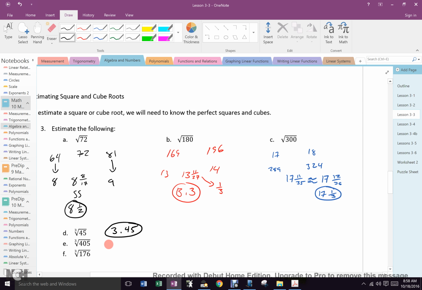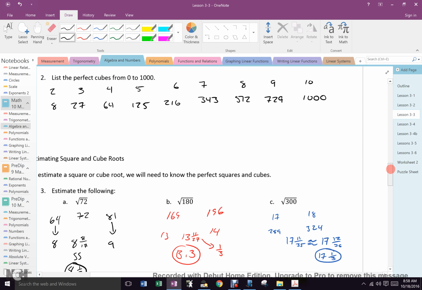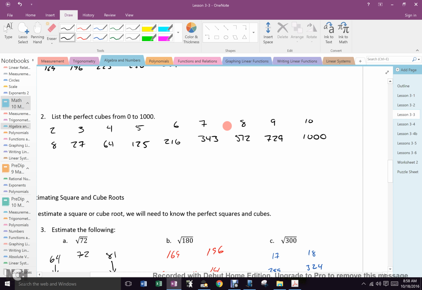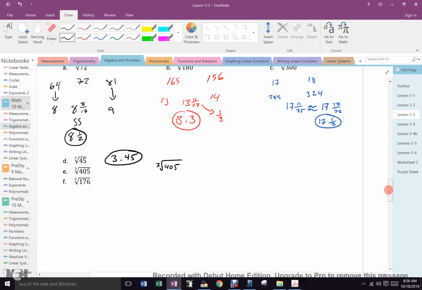What about 405? What's it between? Go up to my cubes. 405 is right in there, isn't it? Closer to 343 or closer to 500? Closer to 343, right? Little less than half again. So maybe 7.4. Everybody okay? You don't get that, Sammy?